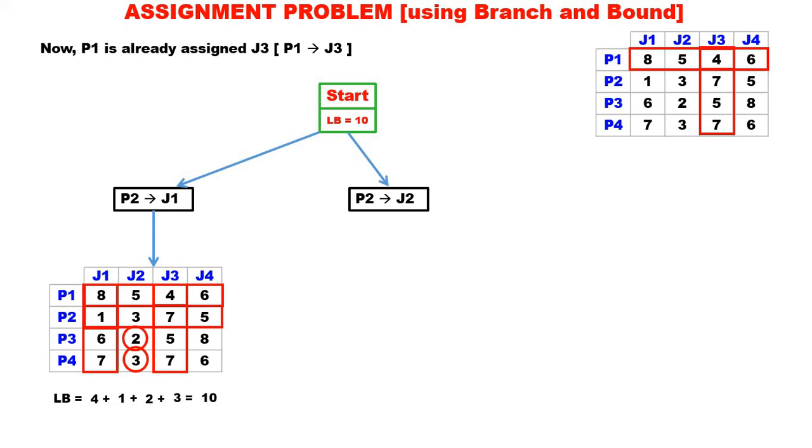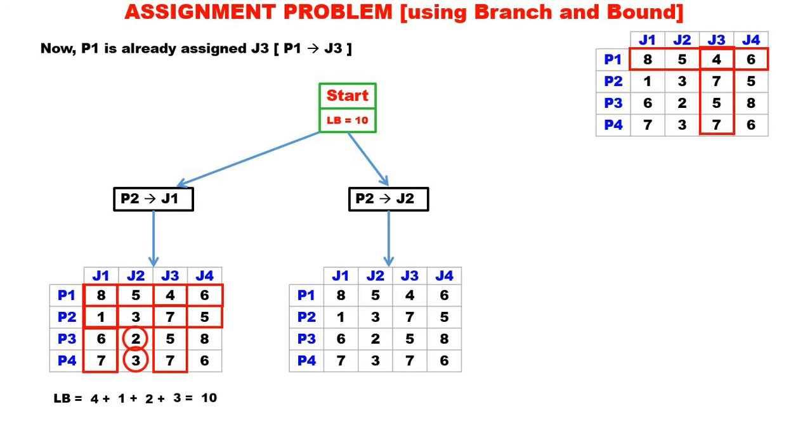Next, P2 assigned to J2. So J1, after that now J2. Now, P1 is already assigned to J3, therefore we have this, and the lower bound has 4 also. Now P2 when it is assigned to J2, carefully see here, it is 3. Same column, no assignment, same row, no assignment. 3 should be added to the lower bound. Very good.